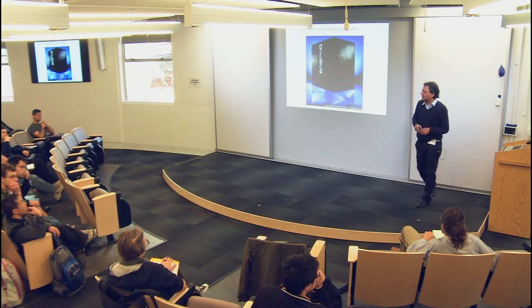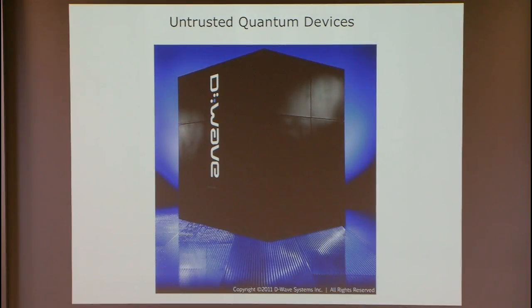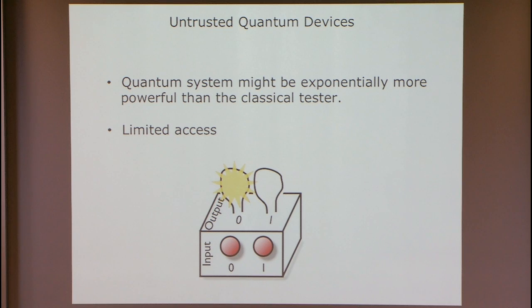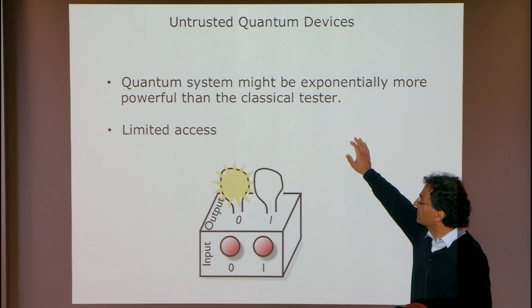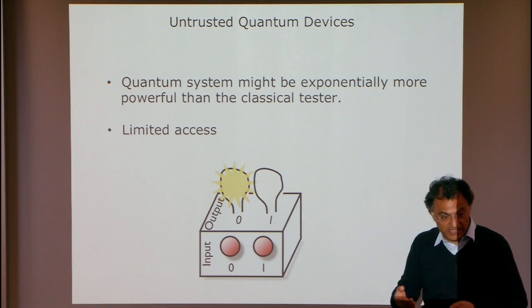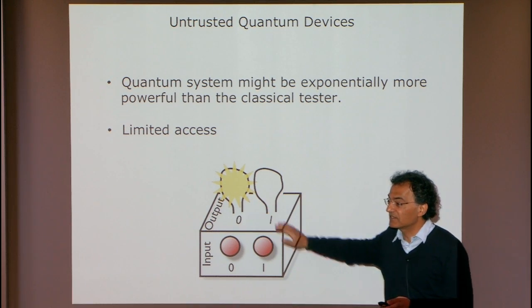Okay, so let me just say a little bit about untrusted quantum systems, untrusted quantum devices. Where you have a quantum device that's supposed to be doing something, and you want to verify, does it really do what's claimed? As I said, one way you can model these untrusted devices is as black boxes, which are potentially exponentially powerful, certainly much more powerful than the classical tester who is trying to test these systems. And then you have limited access, say binary classical access.